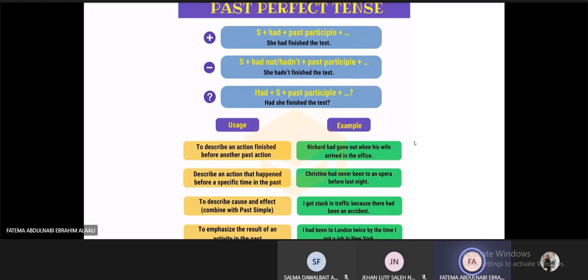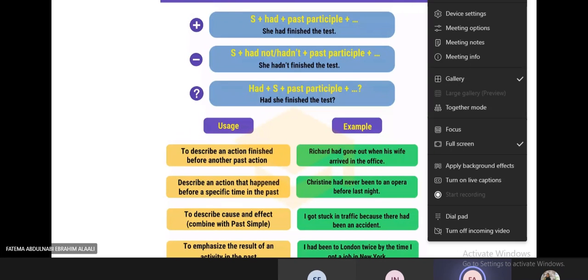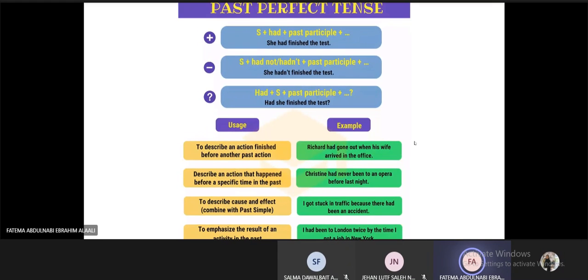Okay? Finish from the form, move to the uses of the past perfect tense. We have four uses. The first one, to describe an action finished before another past action. Okay, يعني حدثين صاروا في الماضي، لكن الحدث اللي صار قبل كنا نستخدم له past perfect tense. Okay, so Richard had gone out when his wife arrived in the office. يعني شيء هو طلع بعدين زوجته جت. Okay, for past perfect tense, describe an action finished before another past action. اللي هو أقدم حدث.